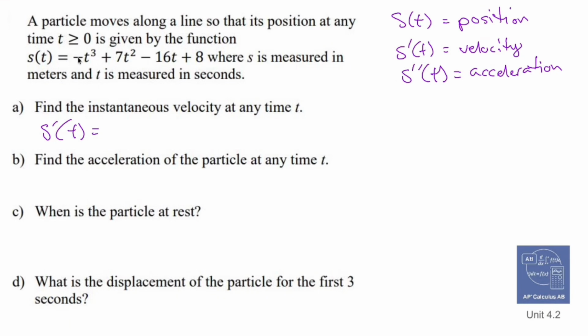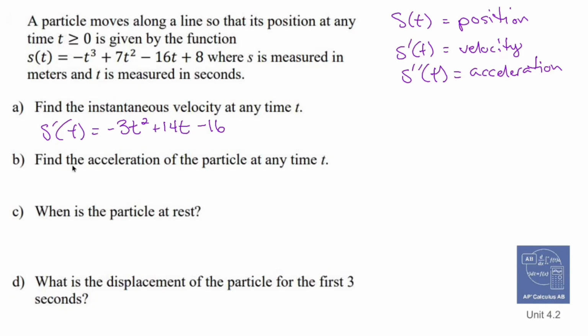The derivative of negative t cubed is negative 3t squared. The derivative of 7t squared is 14t. The derivative of negative 16t is negative 16, and the derivative of 8 is nothing. So that is my instantaneous velocity function at any time t. Nothing to plug in, we're done.